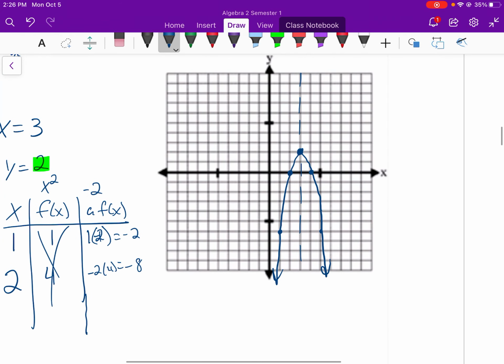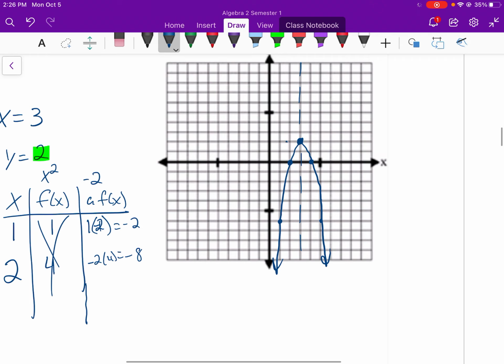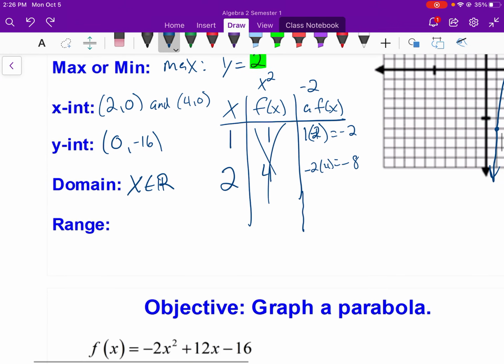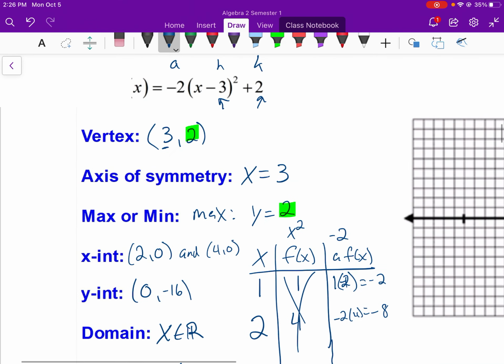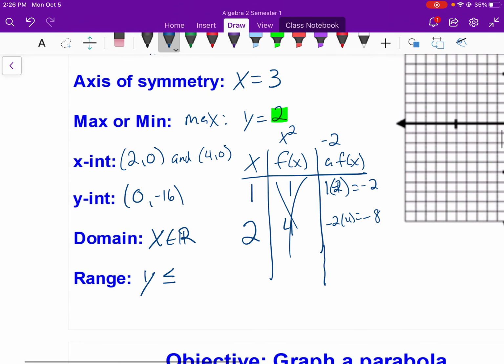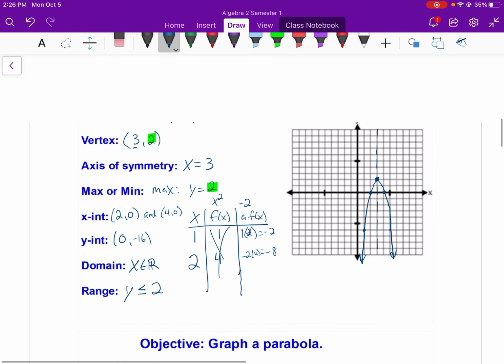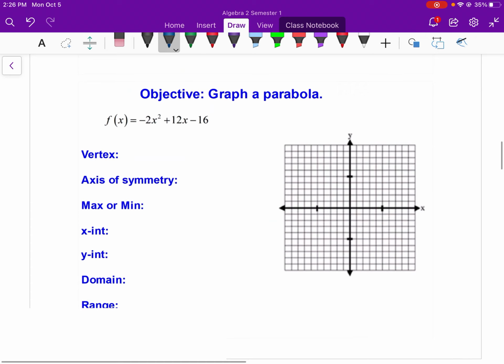Now for the range, we'll have a restricted range because everything is below this point here. So again, below we're thinking less than or equal to, because we've got to include that point, and range is always dealing with y. So y is less than or equal to that y coordinate of the vertex. So y is less than or equal to 2. All right, so that is vertex form.